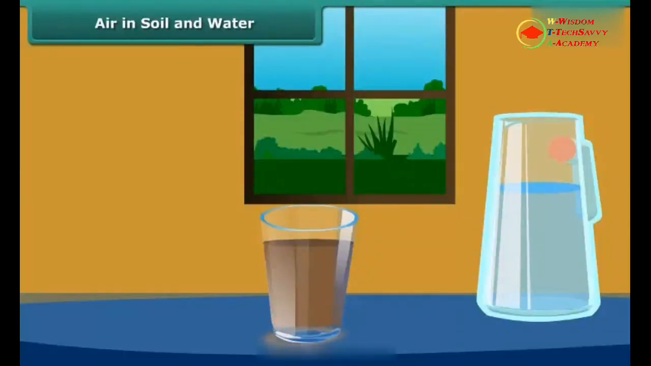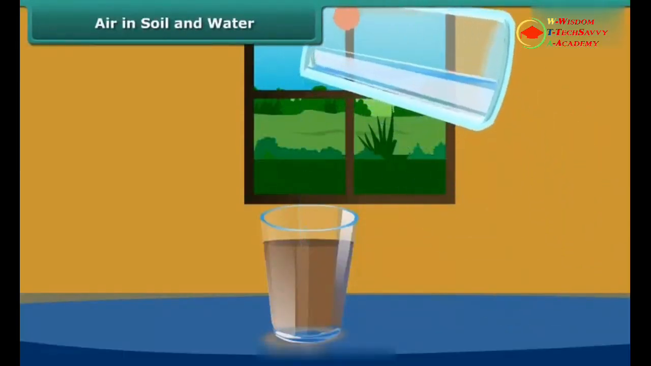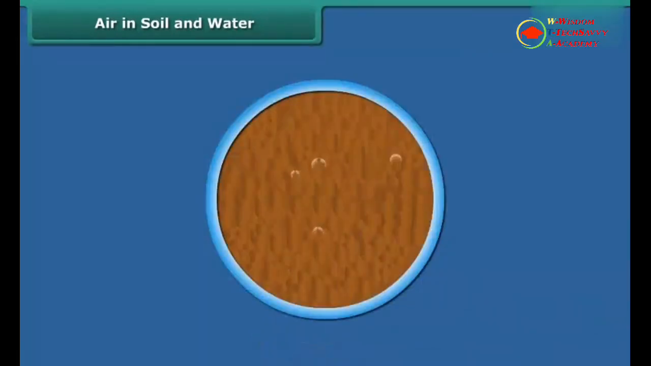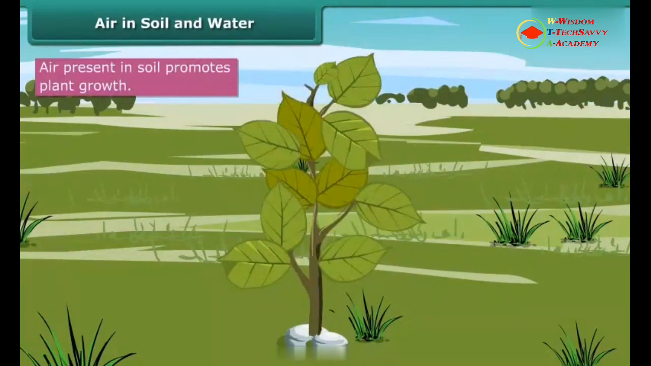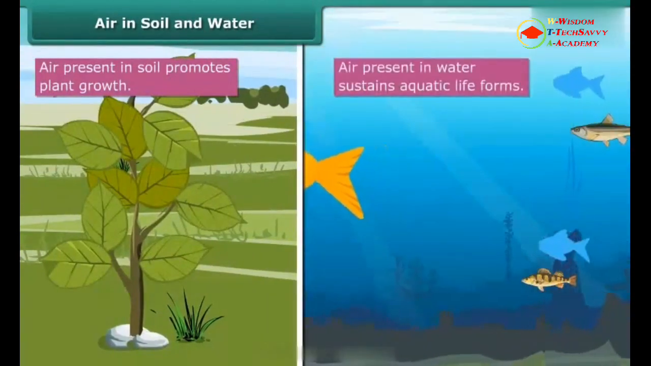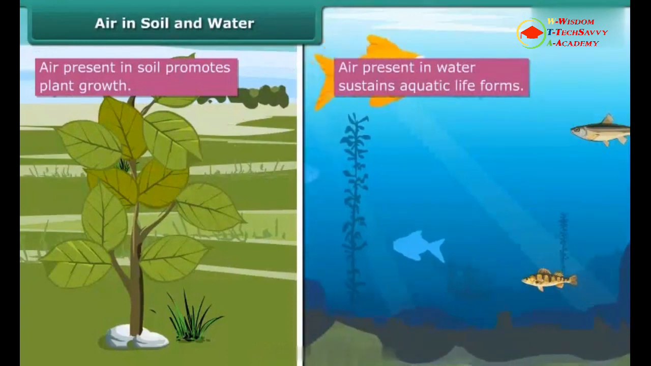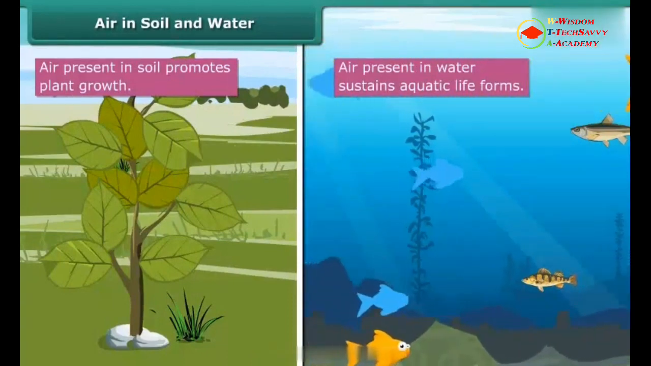Take some soil in a glass and add water to it slowly. Do you see bubbles forming in the soil? What is the reason for the formation of bubbles? Soil contains air between its particles. When water is added to soil, air is replaced by water. As a result, bubbles are formed. Air present in soil promotes plant growth as well. Air is also present in water. It helps fish and other aquatic life forms survive in water.